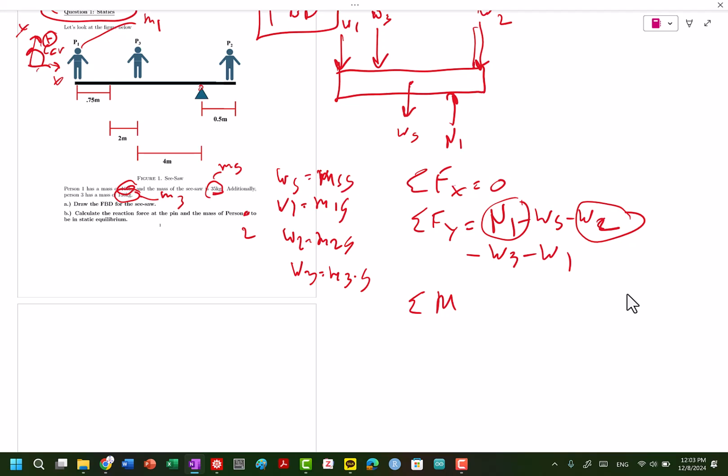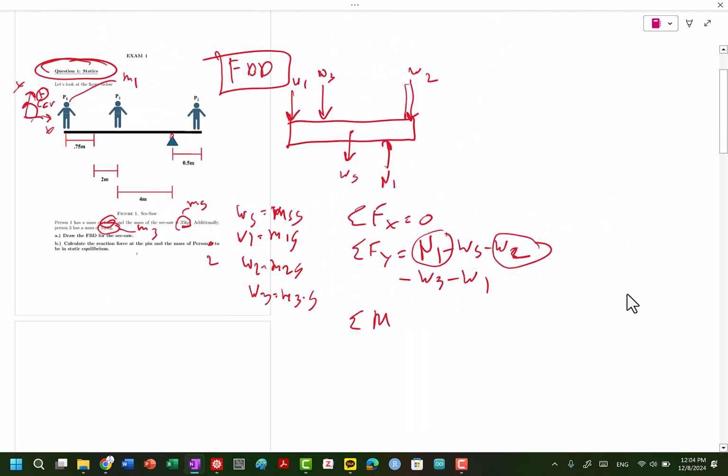So I'm going to do sum of the moments. And I'm going to be strategic. I'm going to choose the moment here because I want to eliminate that force. So if we choose to do the origin here, sum of the moments is equal to 0. This, I'm going to have to curl, so it's going to be minus n1 because it's going in the opposite direction from our moment. Minus n1 times, what's the distance? 0.5 meters. Then the next force will actually be positive, so that is plus ws times, what's the distance?